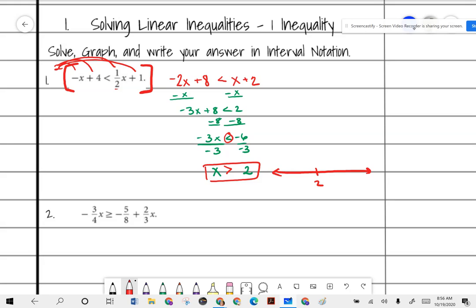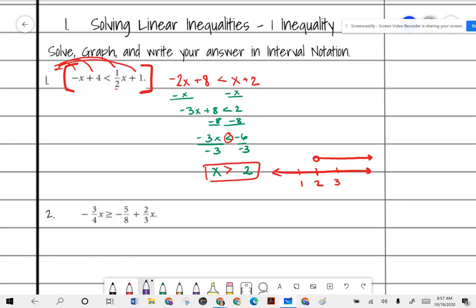Put whatever number is your solution right in the middle and one number to the right and one number to the left. We're going to go open circle. Please start drawing your graphs above the number line so that it's very distinct and clear. So we have 2, we have open, and we have going to the right. And then now we are going to take that information and put it in interval notation.